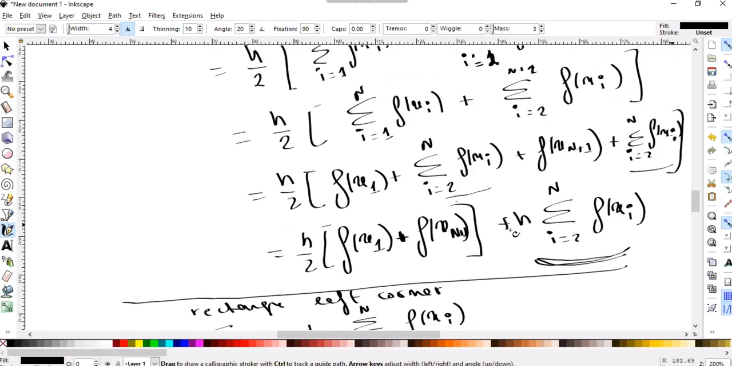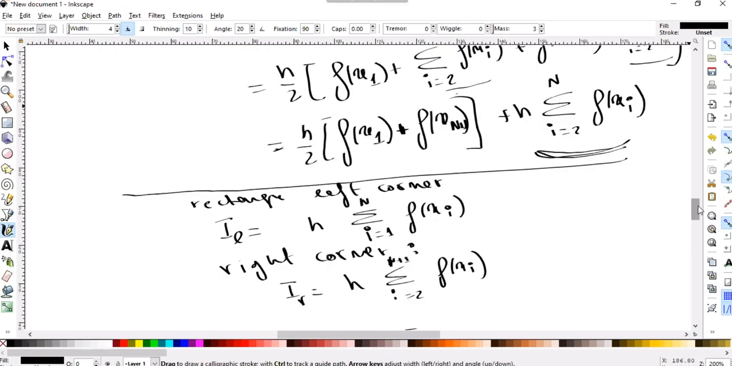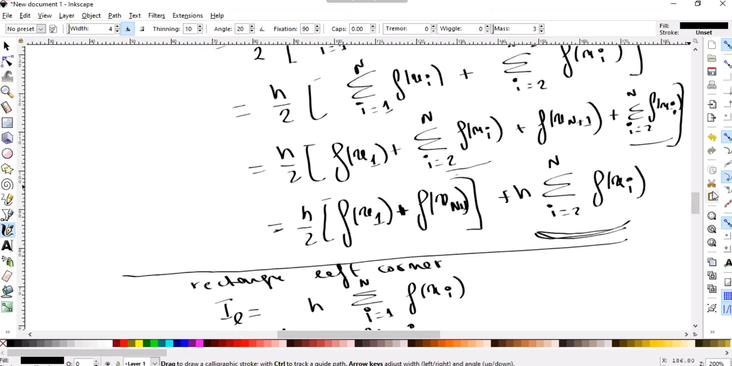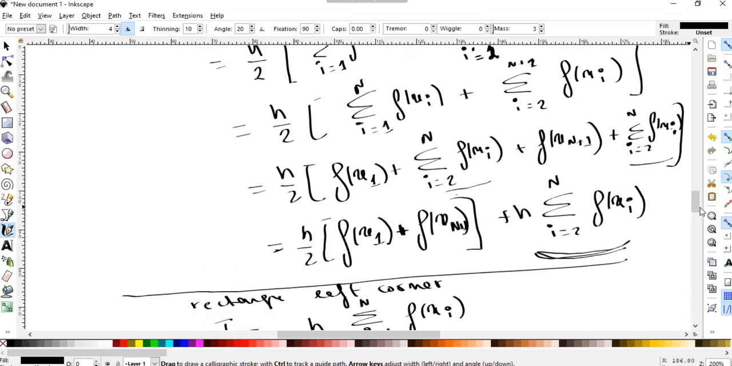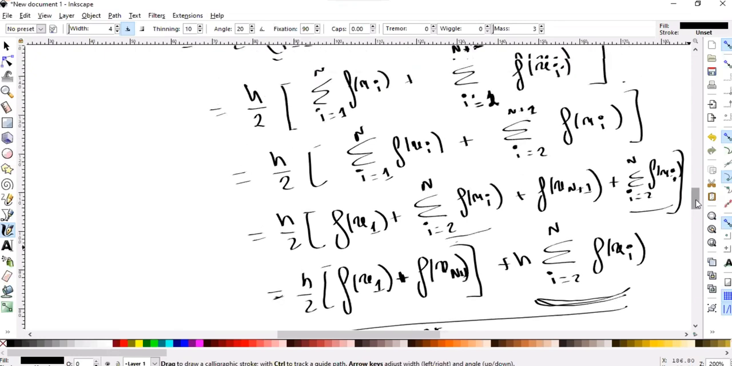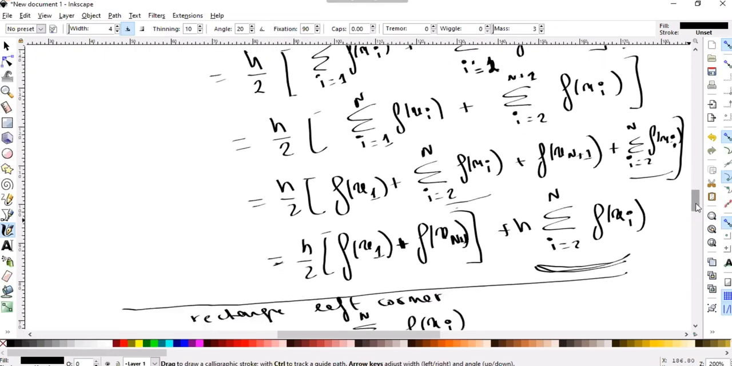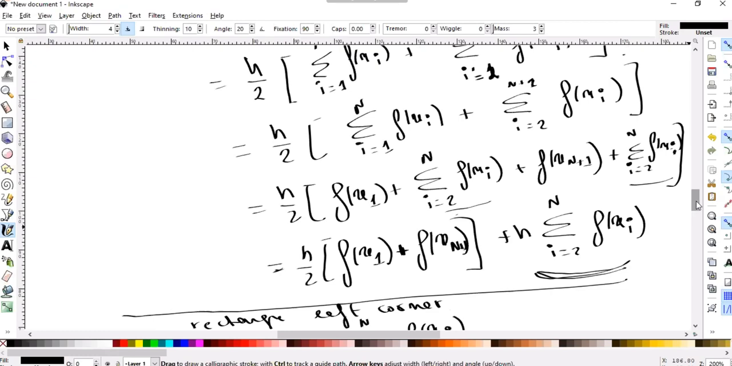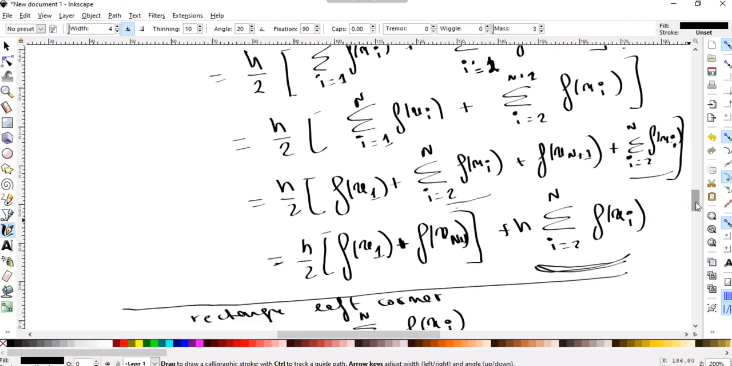And this is a funny result: the trapezoidal method and the rectangle methods are related somehow. Even though geometrically it looks different, it's nothing more than taking the mean value of these two values. All right.